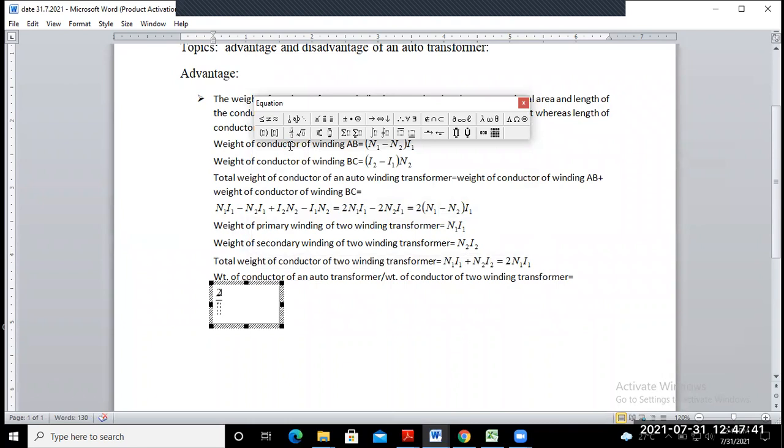So 2 times of (N1 minus N2) into I1 divided by 2 times of N1 I1. That is, (N1 minus N2) into I1 divided by 2 times of N1 I1.